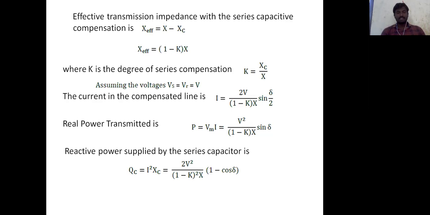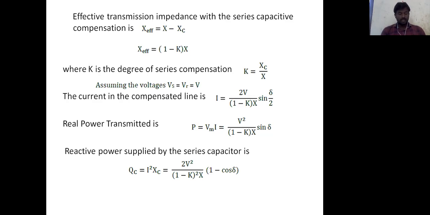The real power transmitted is P equal to Vm into I, where Vm is the maximum value: P equals V squared by (1 minus K) X into sin delta. The reactive power supplied by the series capacitor is QC equal to I squared into XC, equal to 2V squared by (1 minus K) squared X into (1 minus cos delta).